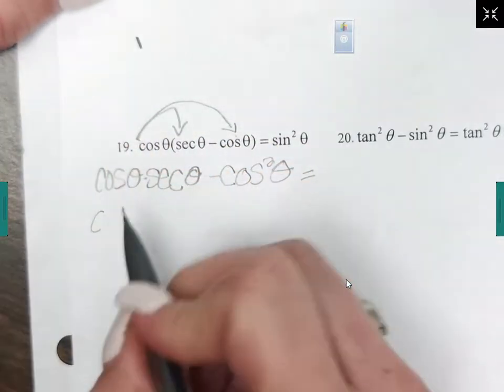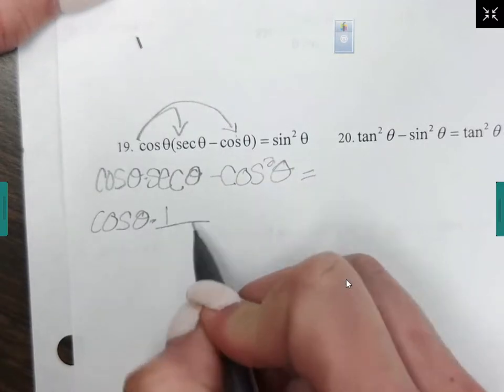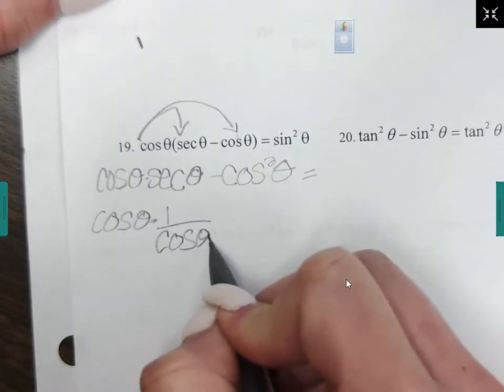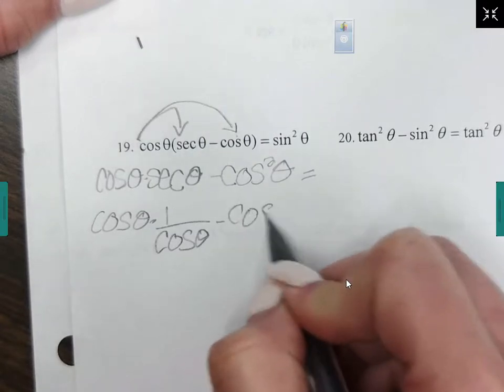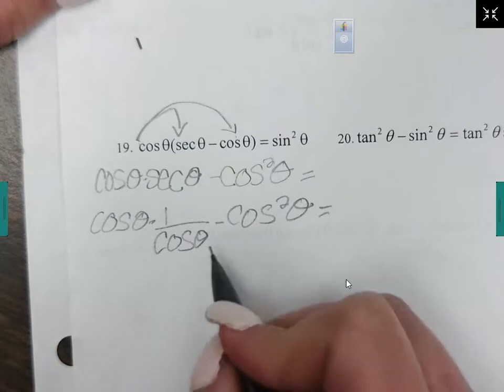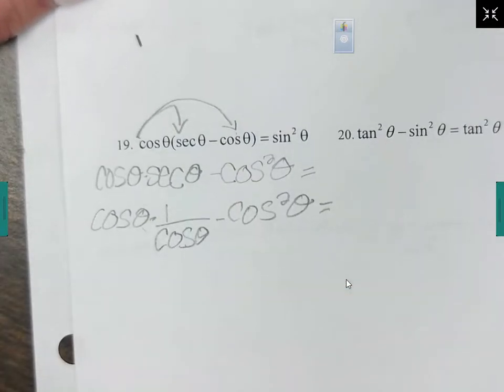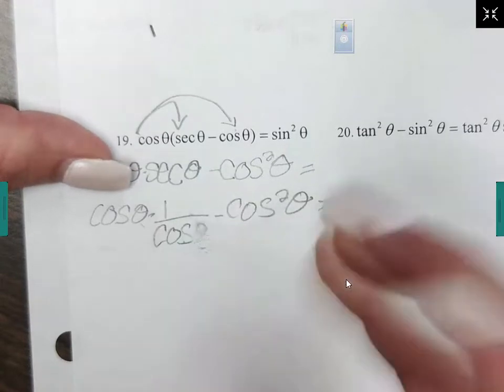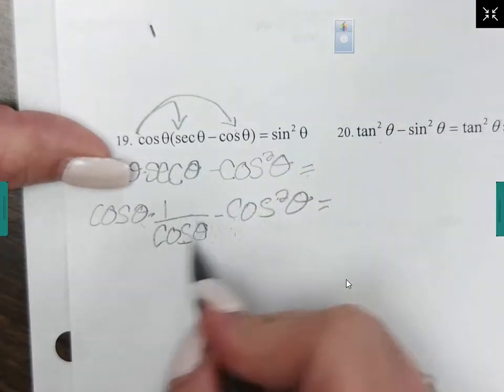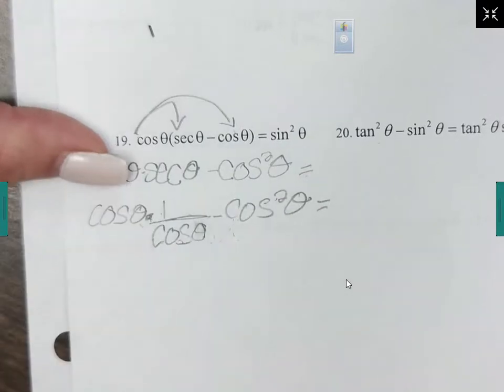So we have cosine of theta times 1 over the cosine of theta minus cosine squared of theta. Okay? Now, Patricia, what is cosine of theta times 1 over the cosine of theta?